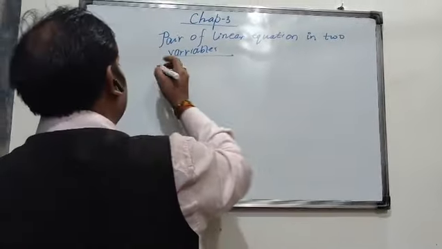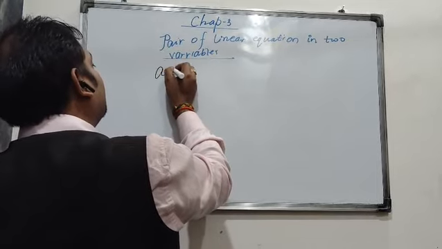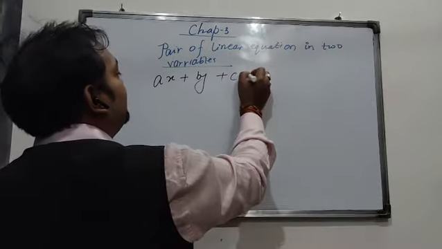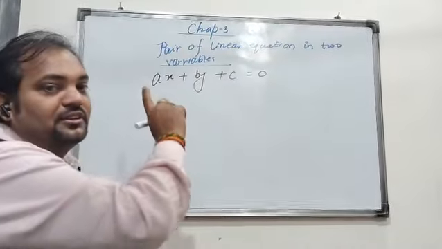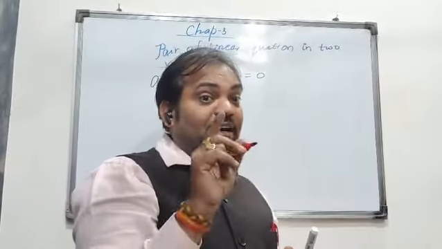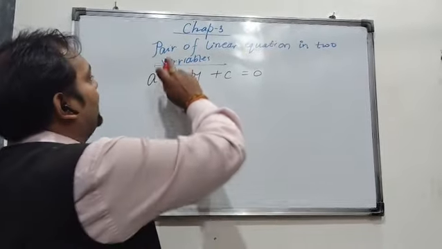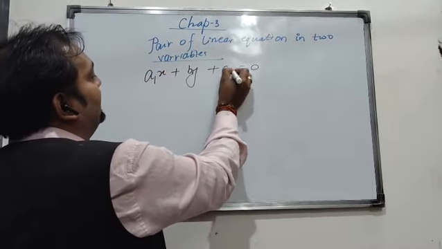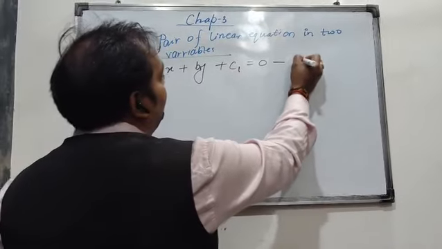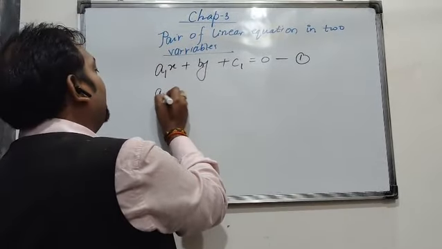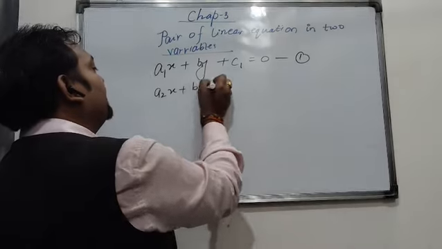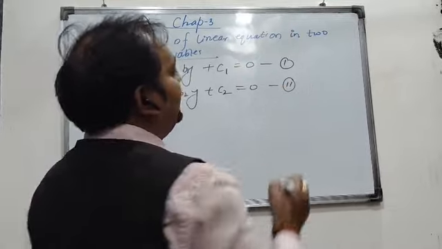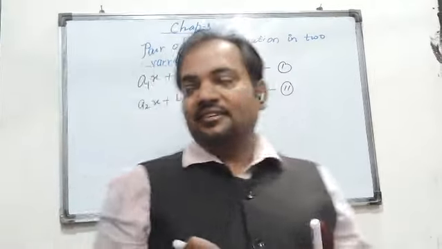In class 9th you have done like this: ax plus by plus c is equal to 0. This you have done in class 9th. But in class 10th, the standard form of pair of linear equations in two variables will be a1x plus b1y plus c1 is equal to 0. This one will be equation number 1. a2x plus b2y plus c2 is equal to 0. This one will be equation number 2.